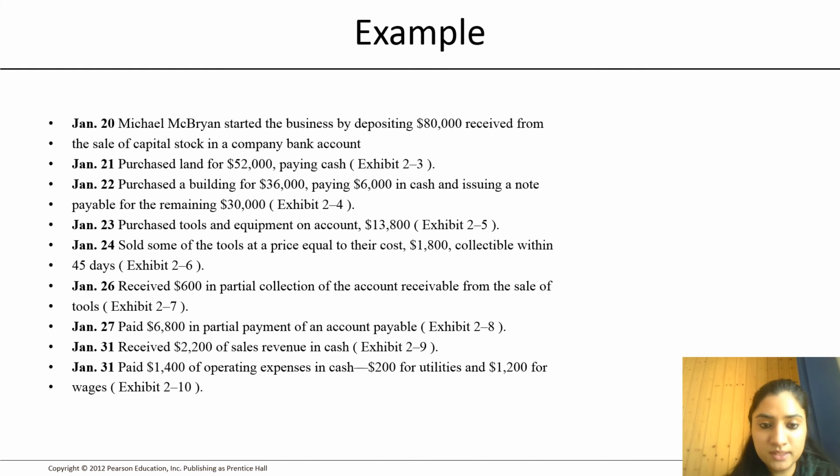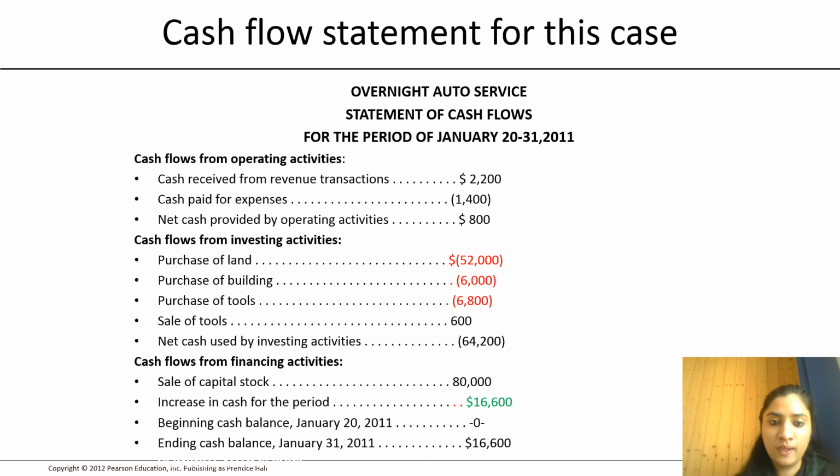He purchased a building by paying cash. How much cash did he pay? It's $6,000. So you will see the whole information in here. He purchased land, and he purchased a building by paying $6,000. He purchased tools for 6,800. All these are investing activities.